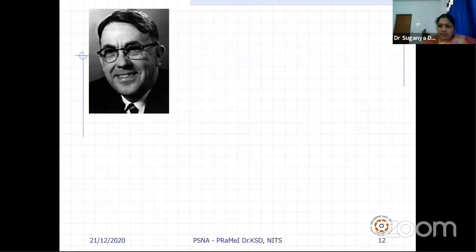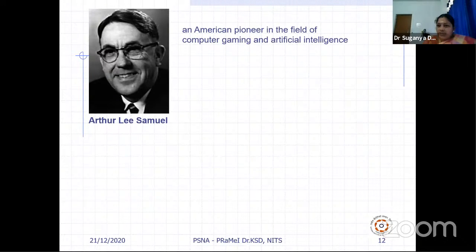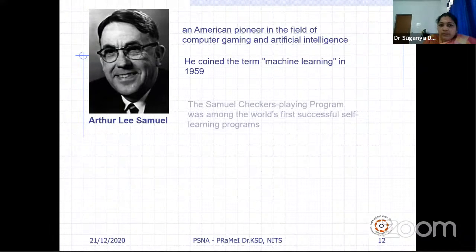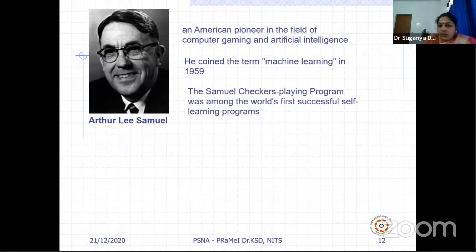So I think he is a well-known person. He is none other than Arthur Lee Samuel, the inventor of machine learning in 1959. He coined the term machine learning in 1959 in his article, and he is an American pioneer. The time he coined machine learning was for his checkers player program. That time itself, it was the world's first successful self-learning program. It is a self-learning program.